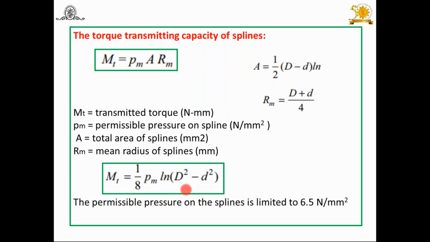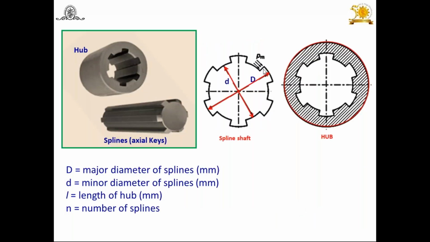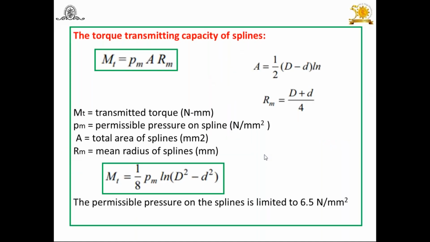So what will you get? MT is equal to 1 by 8 into PM, permissible pressure on the spline, into L into N, number of splines, into bracket D square minus d square. If you substitute these values, you will get this expression. MT is equal to this, and here the permissible pressure on the spline is limited to 6.5 Newton per mm square. If it is not given, you can assume it. That means while designing the spline, what you have to remember is only the torque transmitted by these splines or spline shaft. You should know how to find out this area and how to find out the RM. This is about the design of the spline.